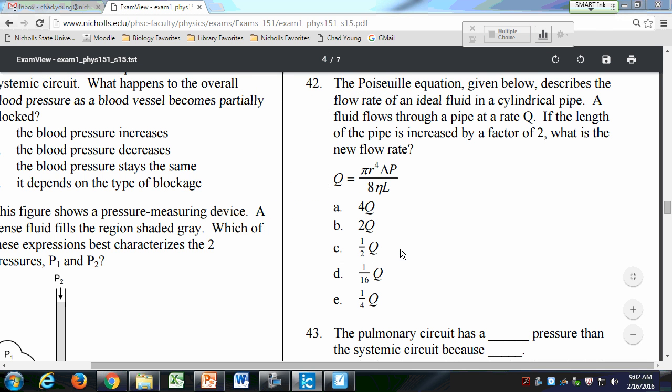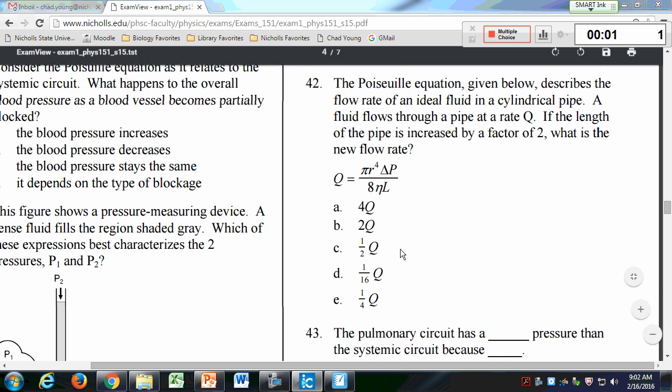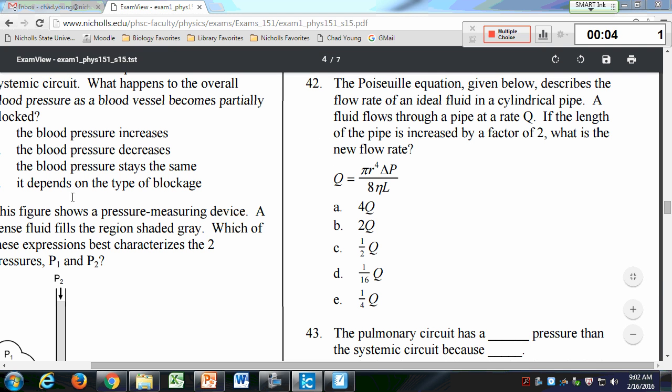Whenever I say that, I like to break into a French accent. The Poisson equation.